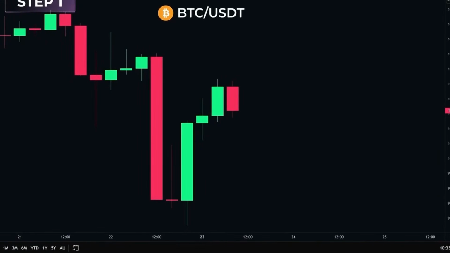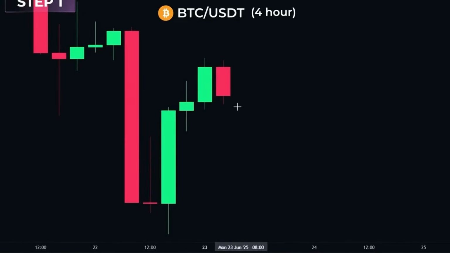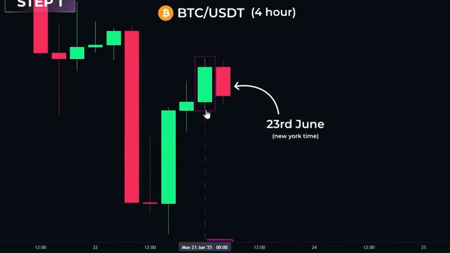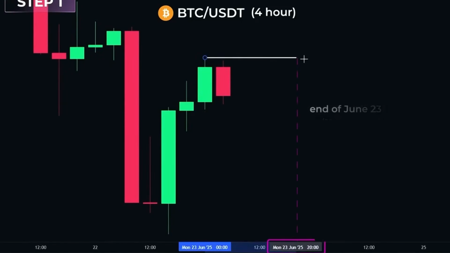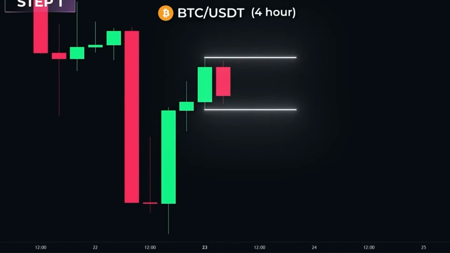Then, make sure the time frame is set to 4 hours, which means each candle represents 4 hours of price movement. Next, go to the candle that formed on today's date. In this example, since it's June 23rd, the first 4-hour candle that formed today is this one. Then, simply draw a line at the high and low of that candle and extend both lines to the end of the day. That's your 4-hour range on this chart.